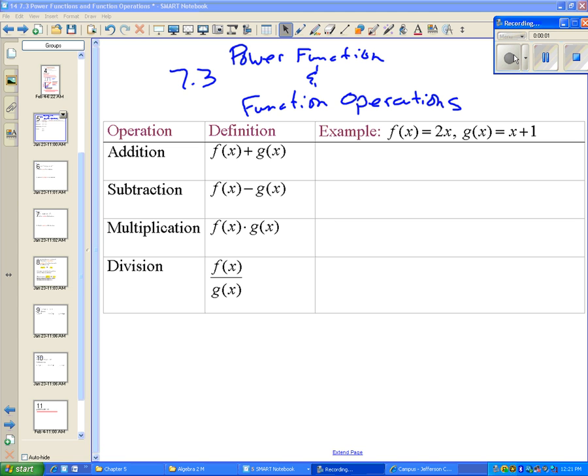So here we go, Chapter 7, Section 3. We're going to talk about power functions and function operations. We're first going to start talking about function operations. What is a function? Remember, a function is just an equation, an expression. We're going to talk about the function f and the function g, and we're going to be doing things with it. And when we do these operations, we're going to be creating a new function.